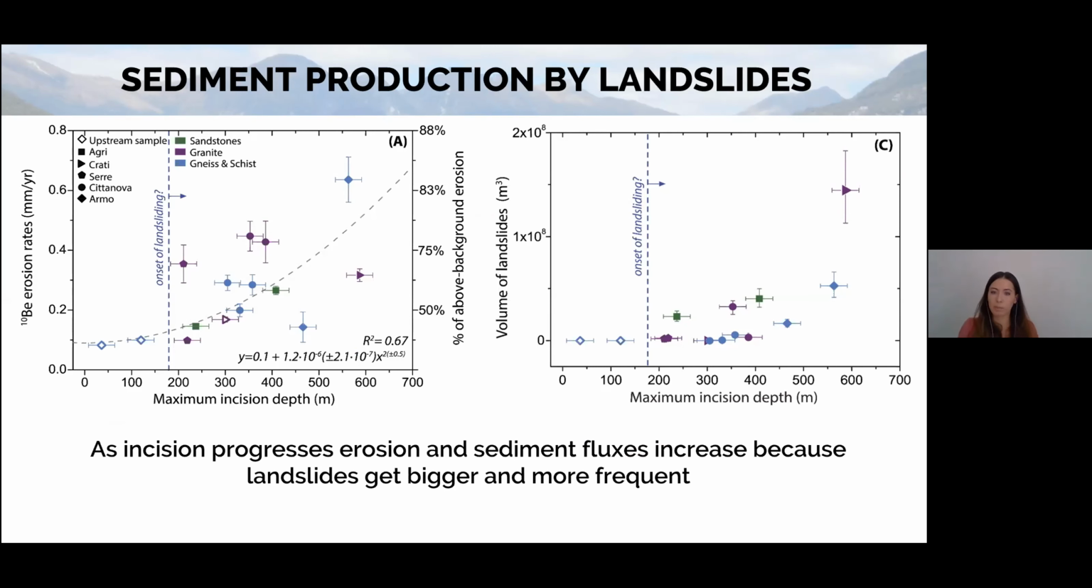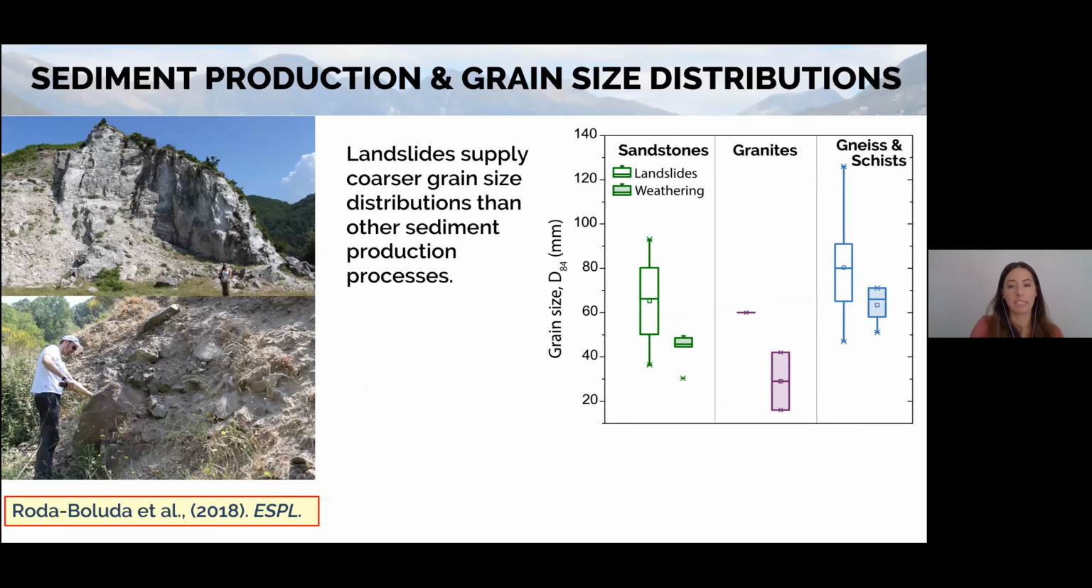This is important because we know that landslides deliver coarser grain size distributions than other sediment production processes. And we know that grain size is important in reef settings because it has a big control on stratigraphy and also on the reservoir potential of the reefs. So we quantified how much coarser material they deliver by doing point counts on the material that was in landslide deposits and also the material that was being sourced from physical weathering in outcrops.